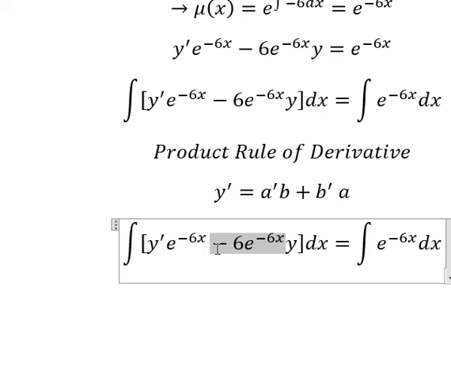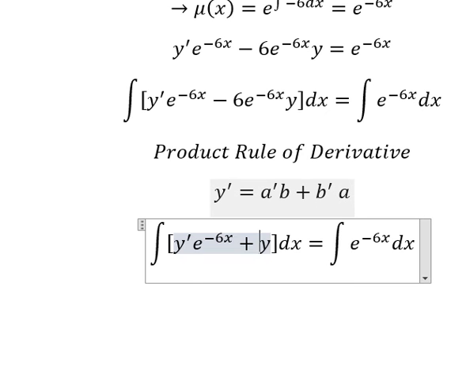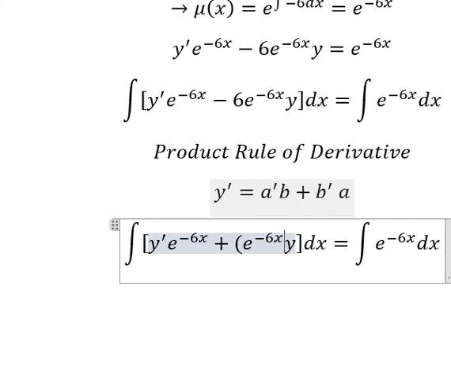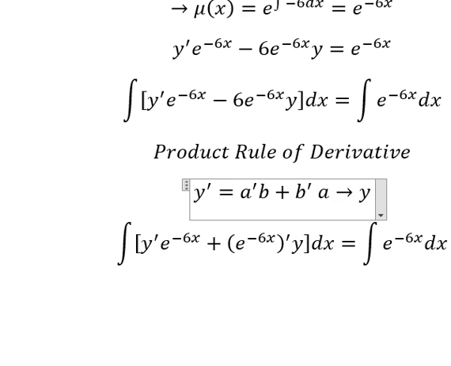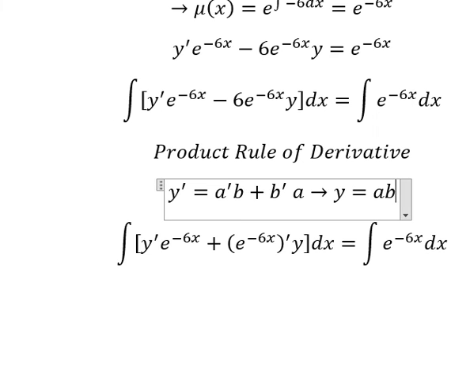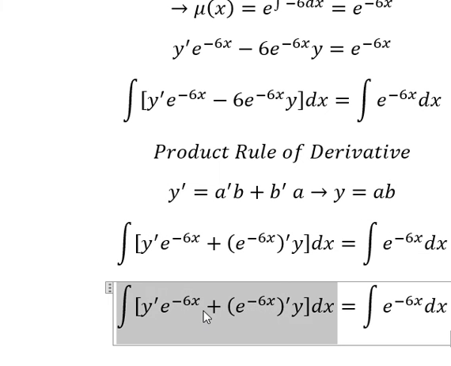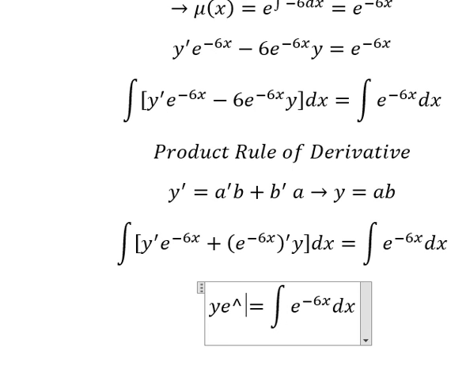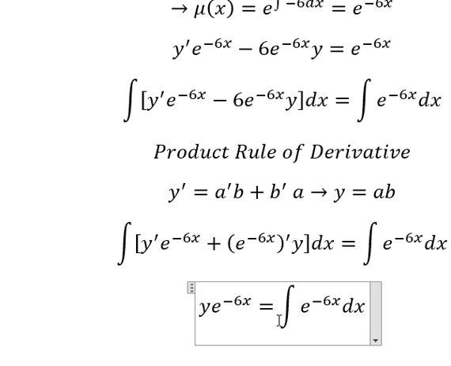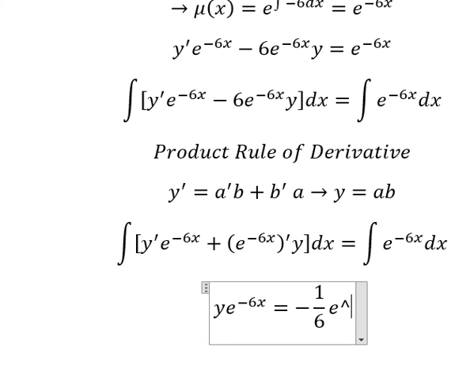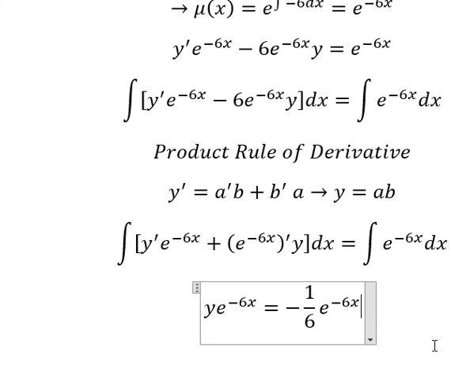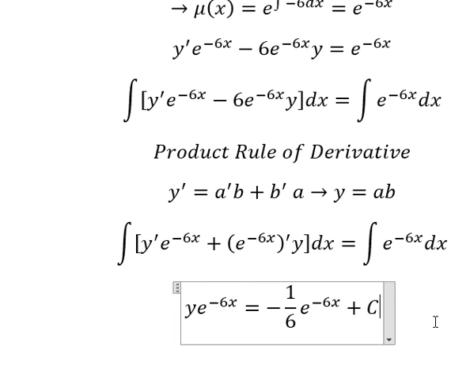b. This one, that is the first derivative of b multiplied by a. So the integration of this one, we have y equals ab. So the integration of that one, we have y to the power of negative 6s. This one, we have negative 1 over 6 e to the power of negative 6s. And then I will put c.